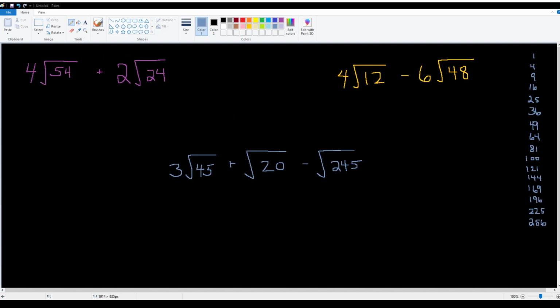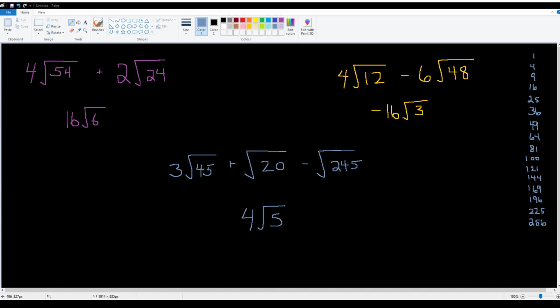So again, I've given you 3 problems that you can do some practice work on. I suggest pausing the video, trying to do these 3 problems on your own, and then unpausing it to see if you've gotten the answers correct. Now on the side of the page here, I've even given you all of your perfect squares that you will need for this one. I even went past the 196 that I normally go to help you out with that last one where you have the square root of 245. So again, pause the video here, try and do a couple practice problems, and then unpause it to see if you've gotten them correct.